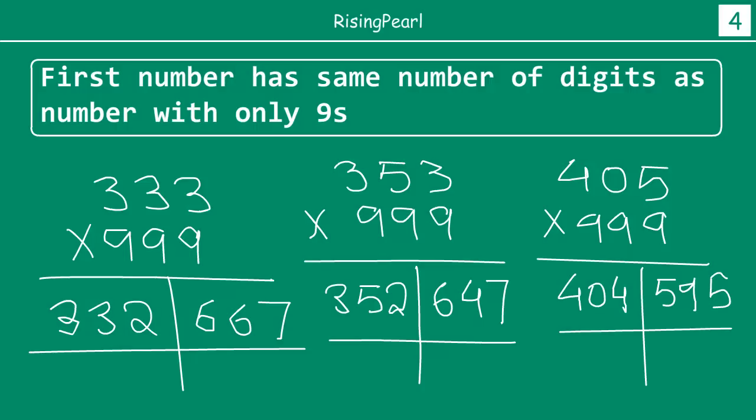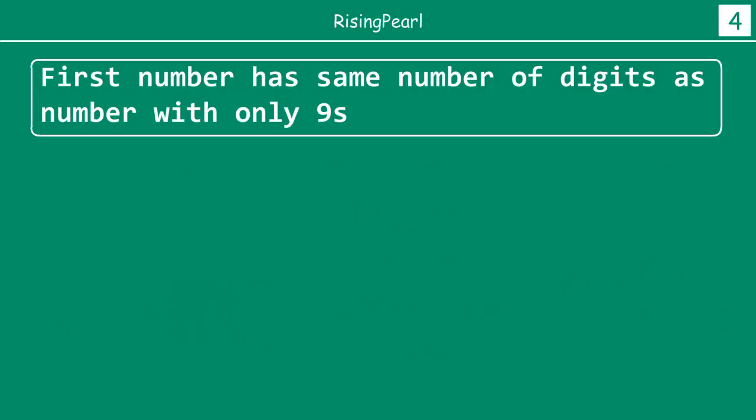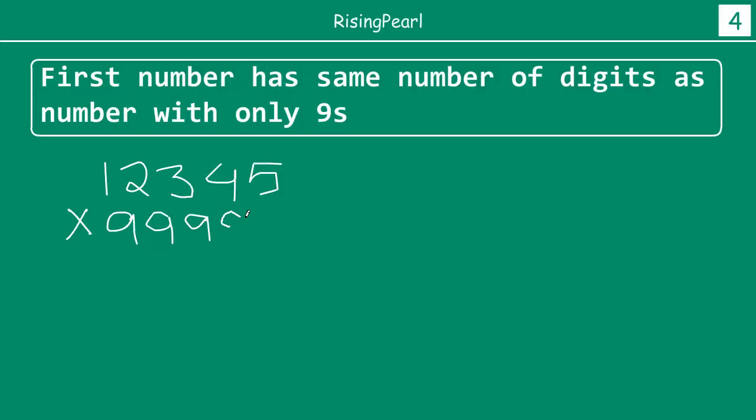Isn't this amazing as to how quickly we can do these multiplications? I really find it fascinating, and I hope that you find them fascinating as well. Let's do 1, 2, 3. How about let's do 1, 2, 3, 4, and 5. Let's multiply this by 5 nines. 9, 9, 9, 9, and one more 9.